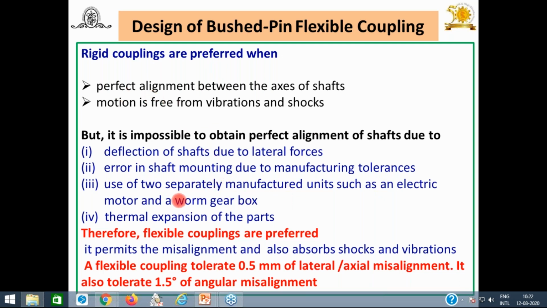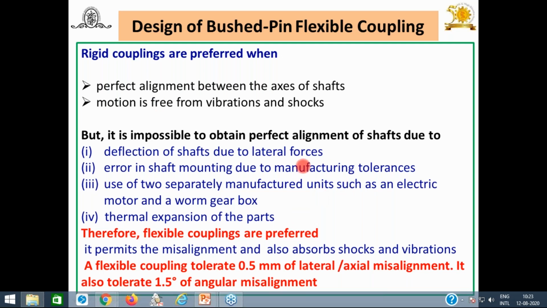Then again, sometimes we need to join an electric motor to a worm gear, and these two units are separate. If there is no perfect or precise alignment, how to connect such two parts, that is the electric motor and the worm gearbox? This is another thing. And sometimes thermal expansion of the parts or elements occurs in certain situations. Because of this, it is impossible to have a perfect or precise alignment between the input and output, or driving and driven, shafts.